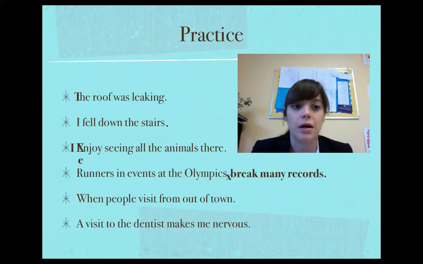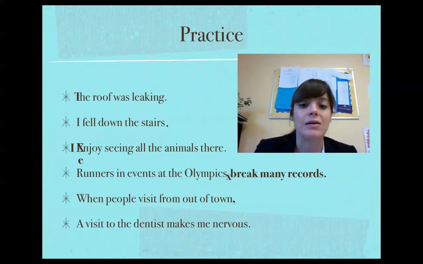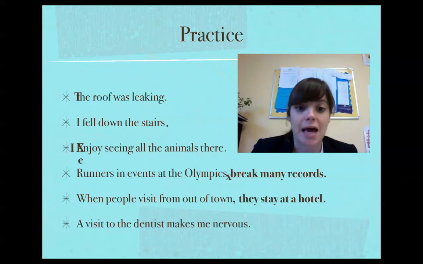I got a capital W at the beginning. I got a period. I got a subject, people. I got a verb, visit. But I'm still stuck on that cliffhanger. I didn't finish my thought. So I'm going to change that period to a comma so I can add some more. And I'm going to add what happens when they visit from out of town. So I say they stay at a hotel, and then make sure I have a period on the end.